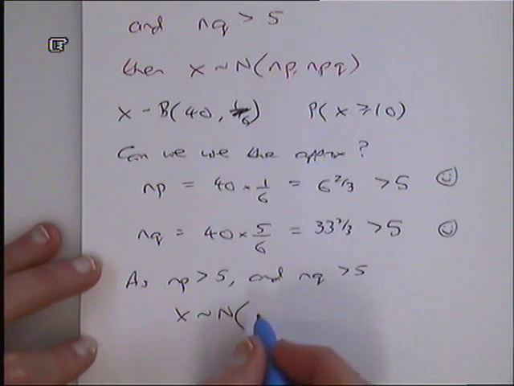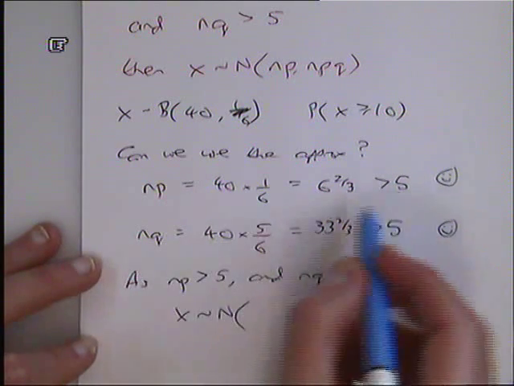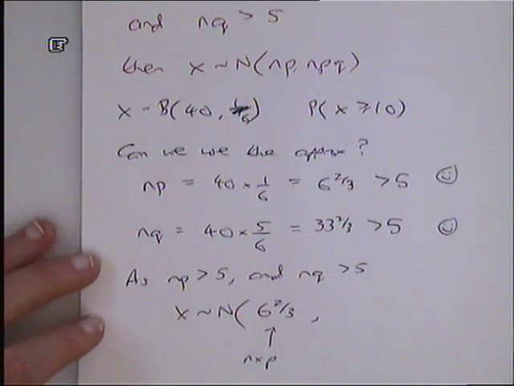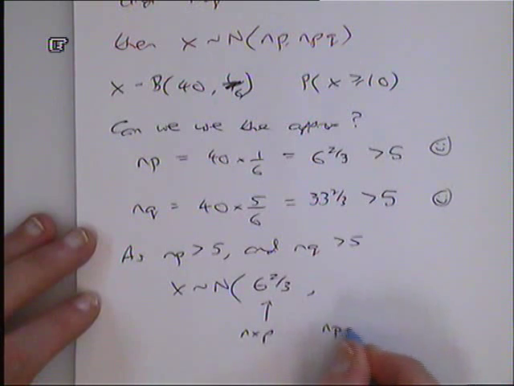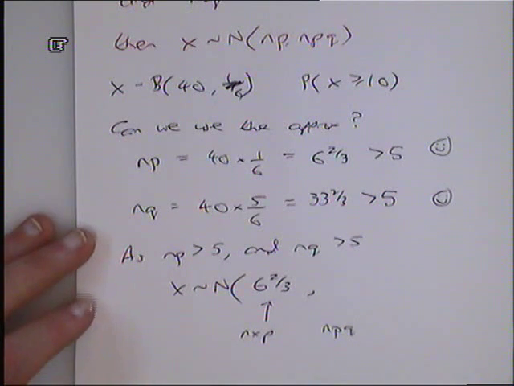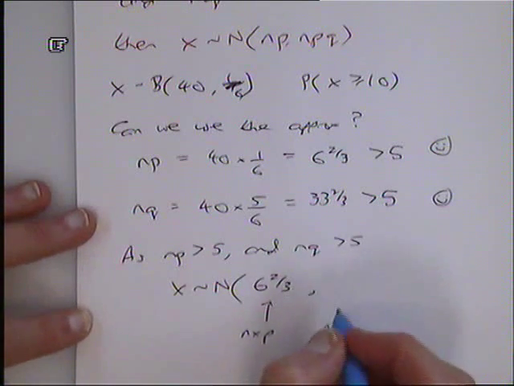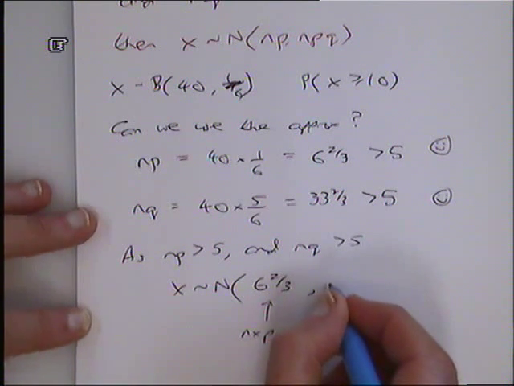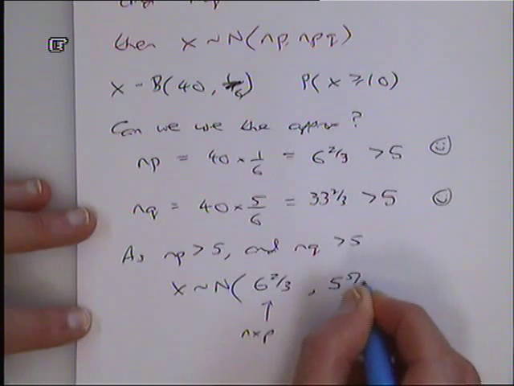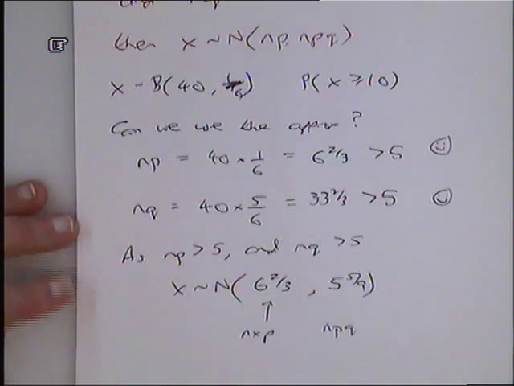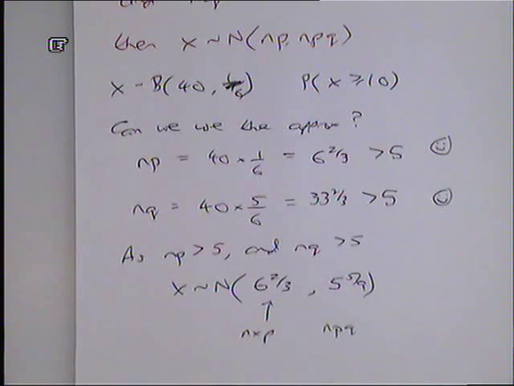np. Okay, np we worked out was 6 2/3. That has come from doing n times p. And then my next thing was npq, which we haven't worked out yet, but I'm sure you're just about to do it, and you're going to tell me that npq is 5 5/9, if you don't have it at the top of your fraction. So we can now use this normal distribution to answer the question.